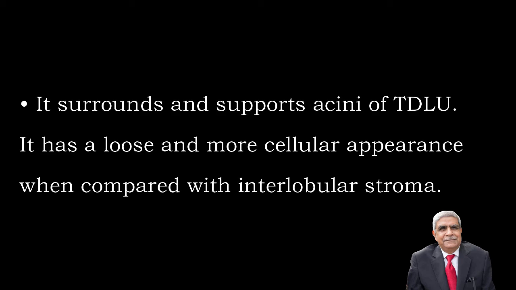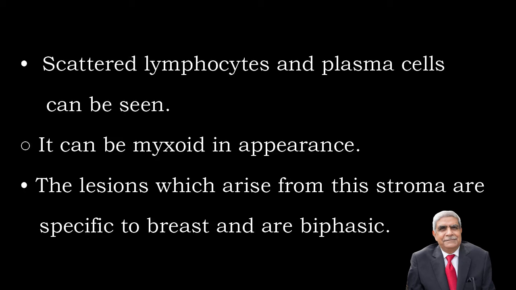Now, a few words about intralobular stroma. It surrounds and supports acini of terminal ductal lobular unit. It has a loose and more cellular appearance when compared with interlobular stroma. Scattered lymphocytes and plasma cells can be seen. It can be myxoid in appearance.